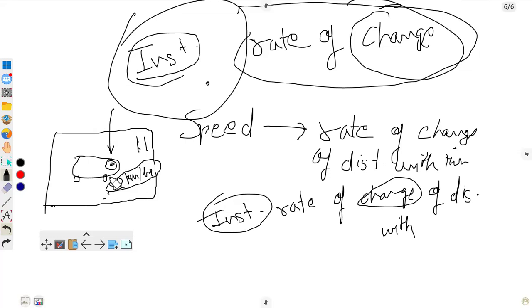This is a good way of thinking about instantaneous rate of change. I found this example very good. It's good to imagine, right? Okay. So now, what we just found was, there were many terms which I used.